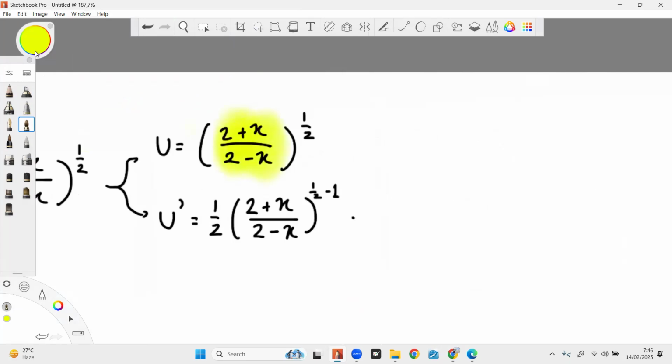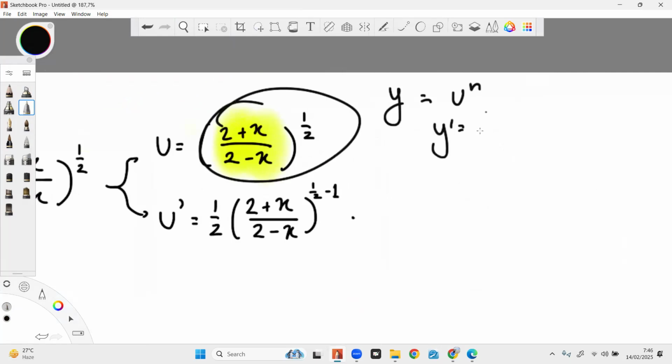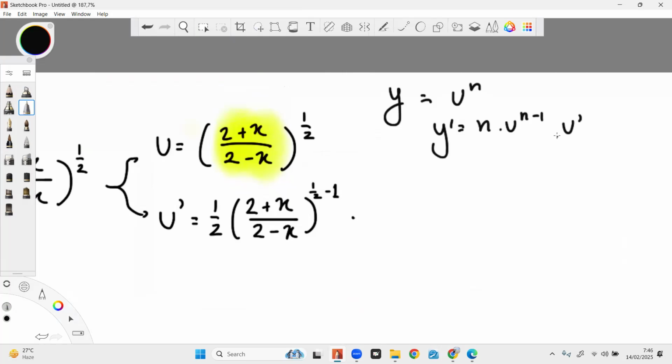So remember this chain rule. Follow me. If I have y equals u to the power n, then y accent is n times u to the power n minus 1, the function inside to the power, times u apostrophe. Chain rule. So you multiply by this thing. So we are trying to input this in here. So what is the derivative of this inside?